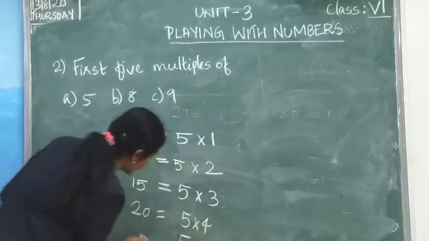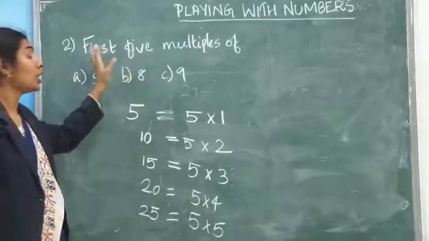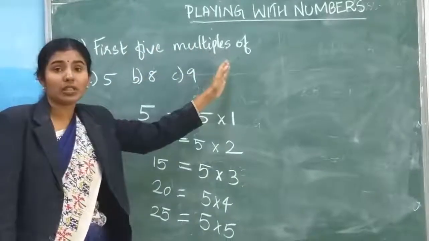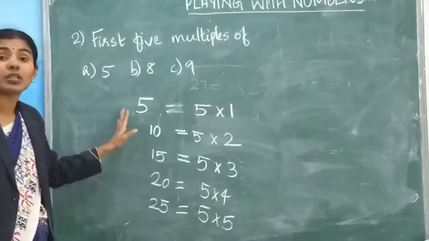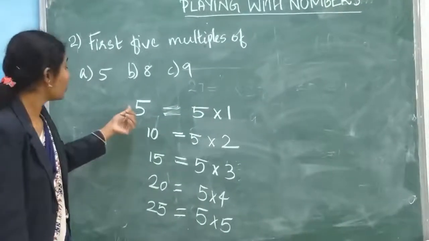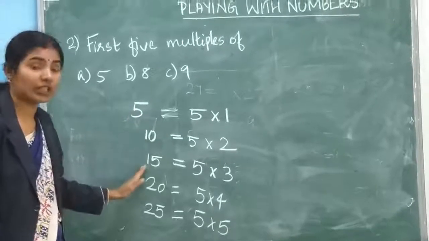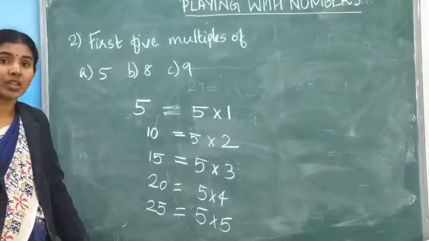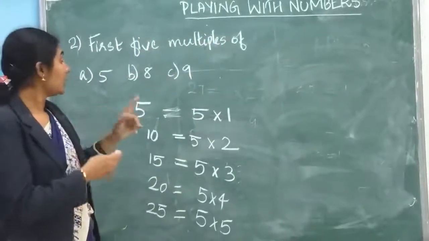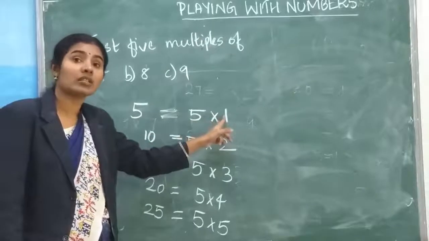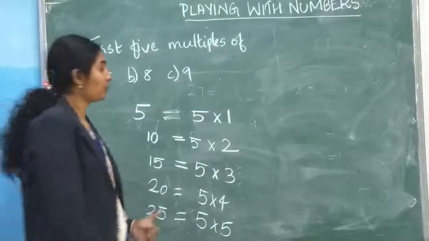5 fives are 25. How many multiples do you need? You need only the first 5 multiples. See, 5 multiples we brought here. So which are the first 5 multiples of 5? That is 5, 10, 15, 20, 25. So how to find the first 5 multiples? By multiplying that number with 1, 2, 3, and so on, you will get multiples. Okay.